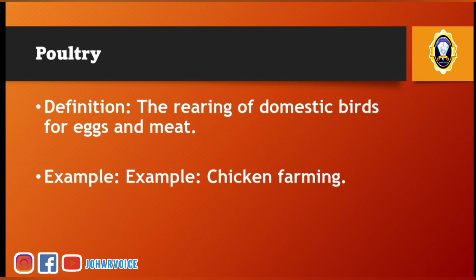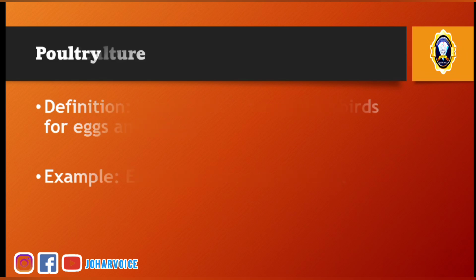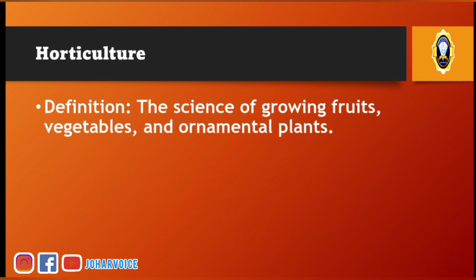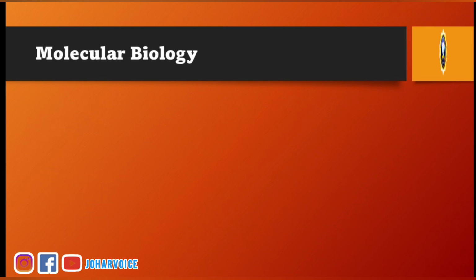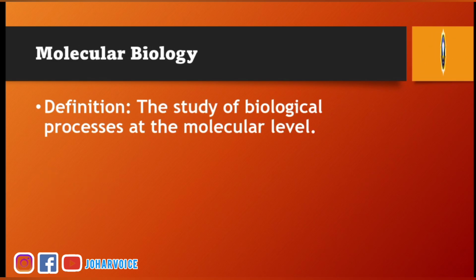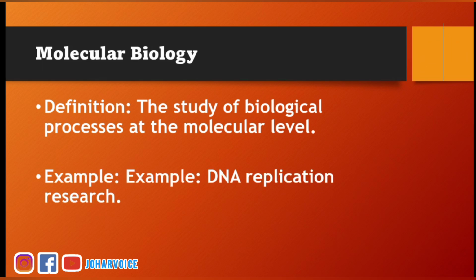For example, chicken farming. Horticulture, the science of growing fruits, vegetables, and ornamental plants. For example, cultivation of mango orchards. Molecular biology, the study of biological processes at the molecular level. For example, DNA replication research.